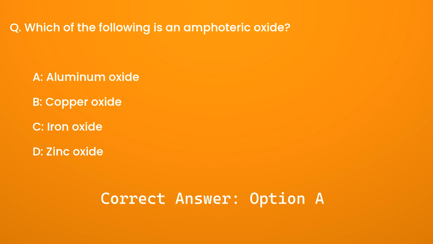The correct answer is option A, which is aluminum oxide. Aluminum oxide is an amphoteric oxide, meaning it can react with both acids and bases.